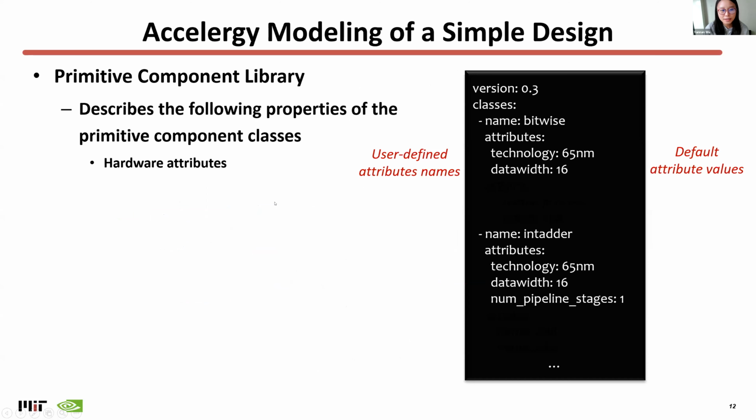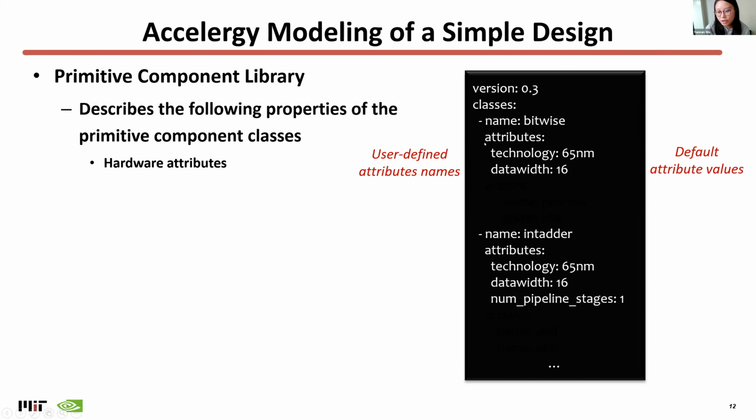So first, let's look at the primitive component library description using a YAML file. And this library is stored inside Accelergy. So what does this library describe? First, it describes a list of primitive component classes that we care about. In this example, we're showing two primitive component classes. One is bitwise operators, and the other is integer adders. And one important type of property for these primitive component classes is the important hardware attributes for the characterization of these classes.